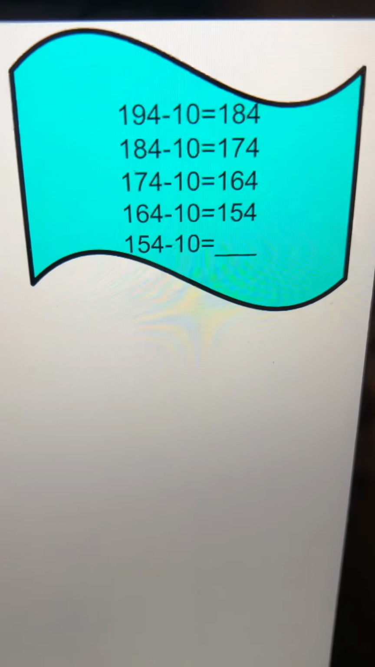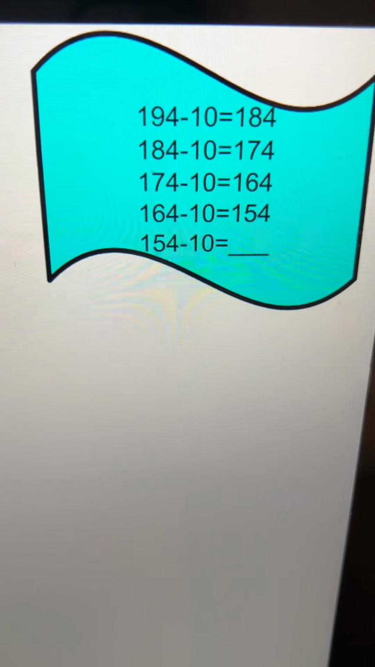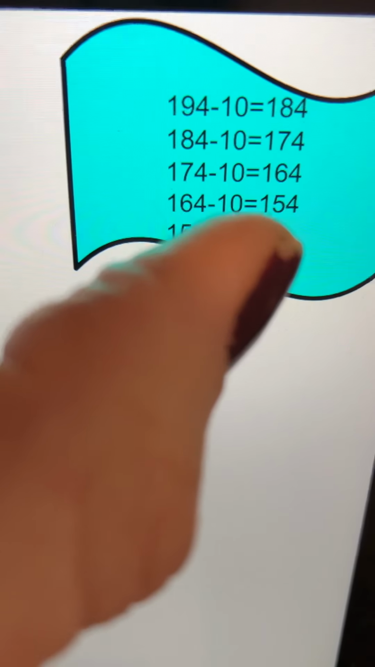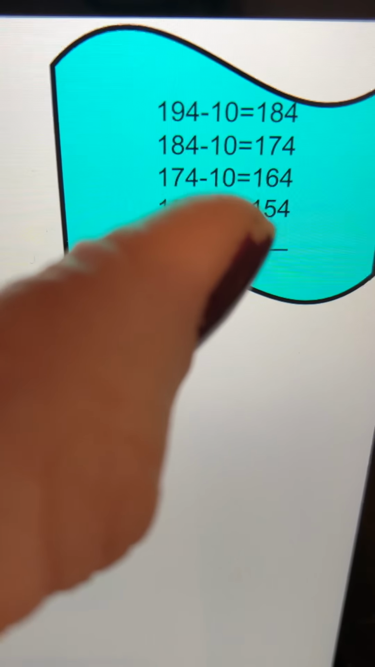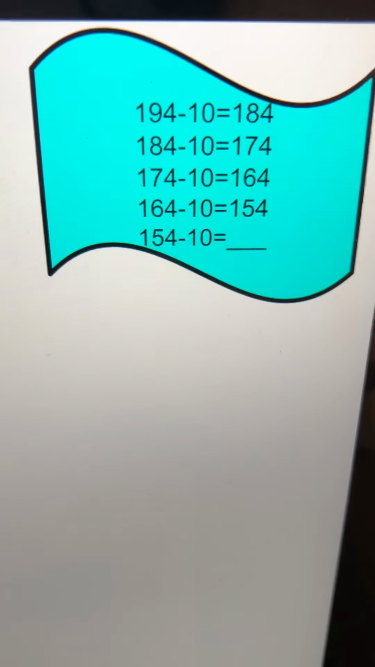Great job today. Let's go over the pattern that we noticed. Every time I subtract a 10, my ones place value stays the same. My tens place value decreased, so it went down by a 10.